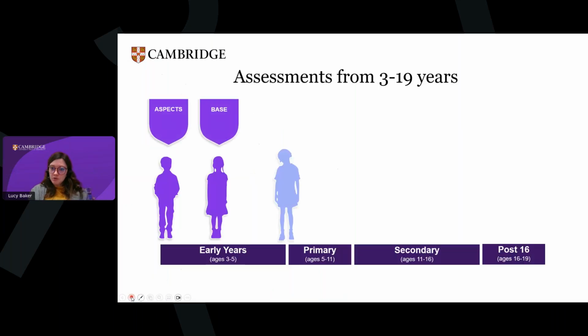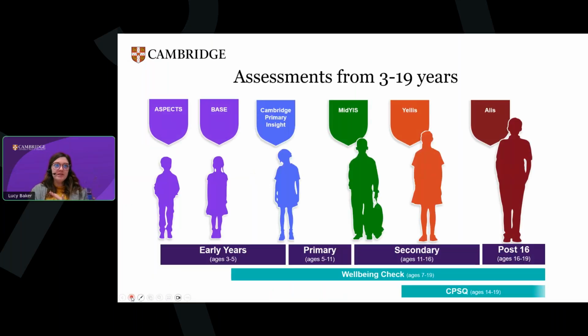Just to let you know what we're going to be talking about today and the products we're covering. All the products on my screen, we're going to be covering a range. We're going to be looking at from Cambridge Primary Insight to Midgis, which is our secondary product, to Midgis Nielis, then to Alice as well, which are post-16. And then we will be looking at some of our wellbeing checks and CPSQ, which we'll go into more information about later.